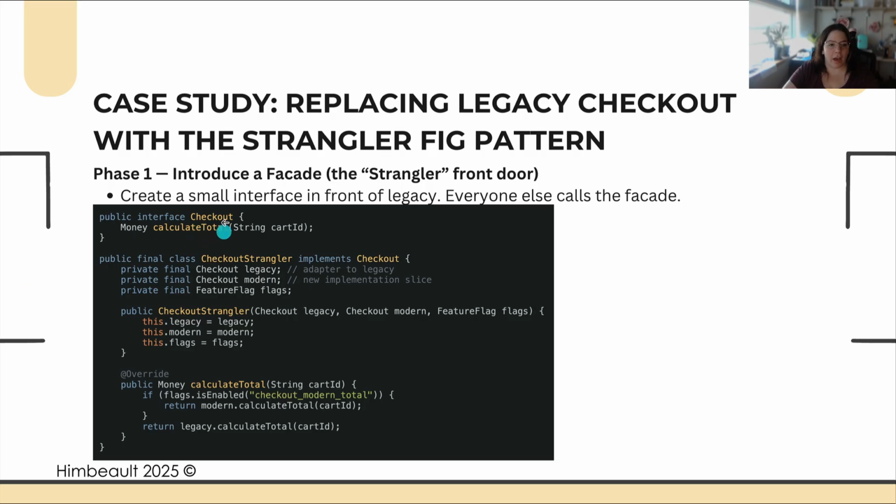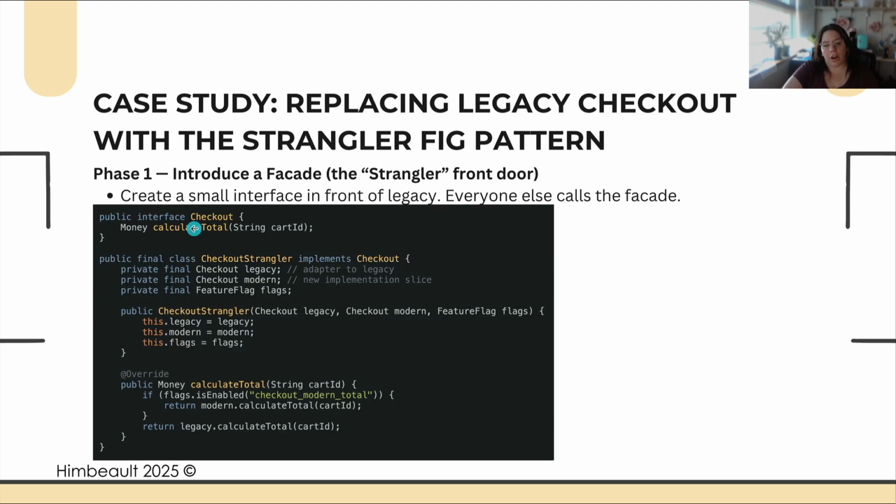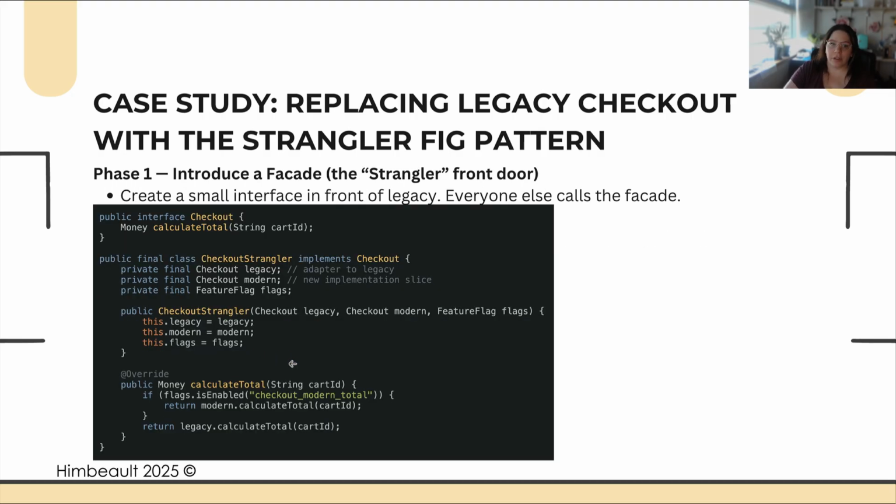So rather than this calculate total happening right here, we were calling our service.calculateTotal. That was the method we needed access to through the service. Instead, we're going to create our interface. Look, teeny tiny interface. It's not for the entire legacy, it's not for the whole service. It's for a single method right now. So we make our single method interface.